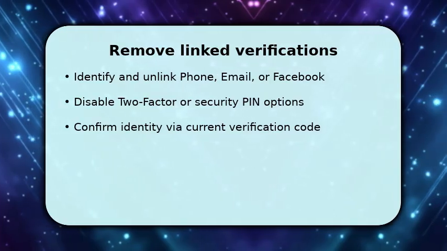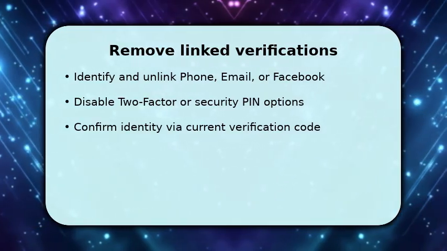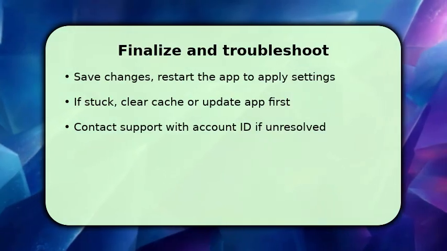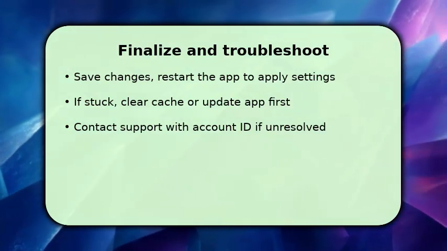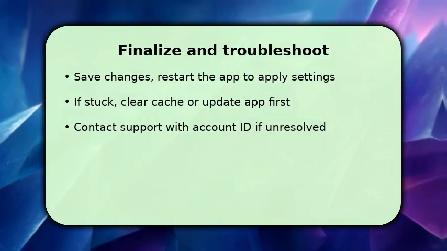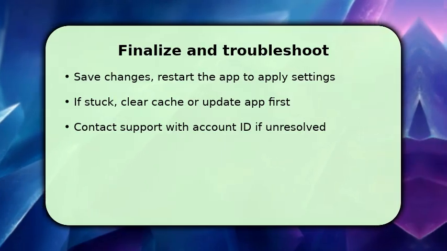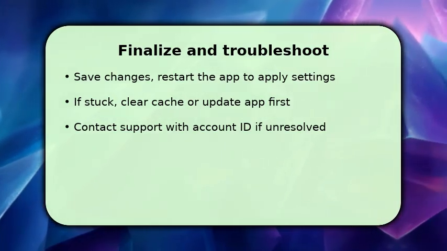Finish by saving changes and restarting Mobile Legends so the disabled security lock takes effect. If the lock persists, clear the app cache or update to the latest version, then retry the unlinked steps. These fixes resolve most sync problems.